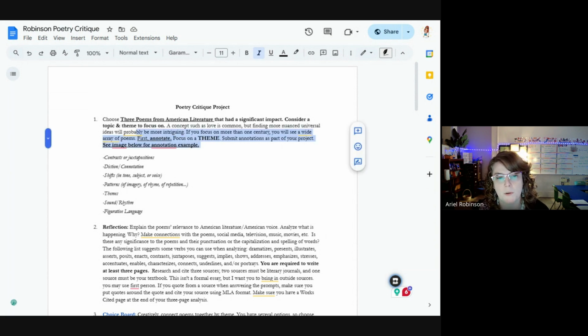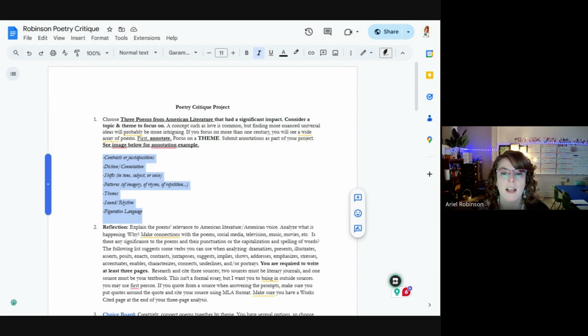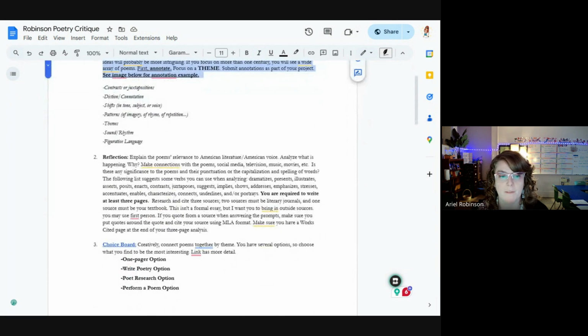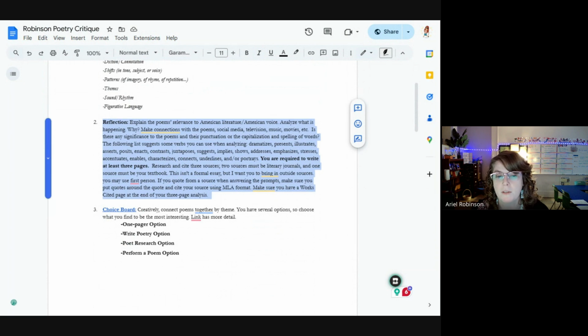This one is focusing in on 3 American literary poems that have a common theme. You can choose, and I suggest going from different centuries, but the theme is what matters. As you're looking through, pay attention to contrast, juxtapositions, diction shifts, all that. You want to annotate the 3 that you pick after you decide what theme they have. And then you're going to have a reflection. This reflection does not have to be a formal paper of any sort, it's just a way that you are going to be discussing the poems and how they are in concert with each other.